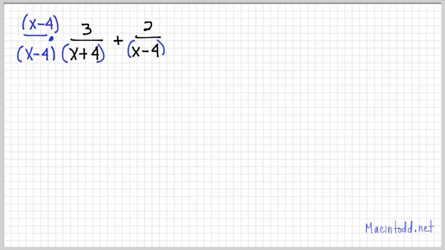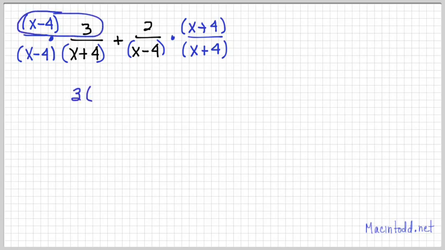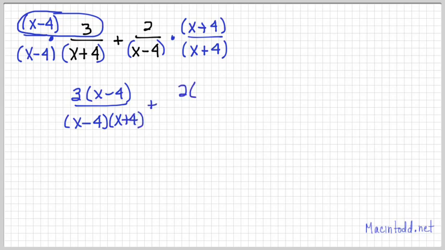That way I'm just multiplying by 1. And I'll take this one times x plus 4 over x plus 4. And when I do that, multiply fractions just like normal. That's 3 times x minus 4 all over x minus 4, x plus 4, plus 2 times x plus 4 all over x minus 4, x plus 4.